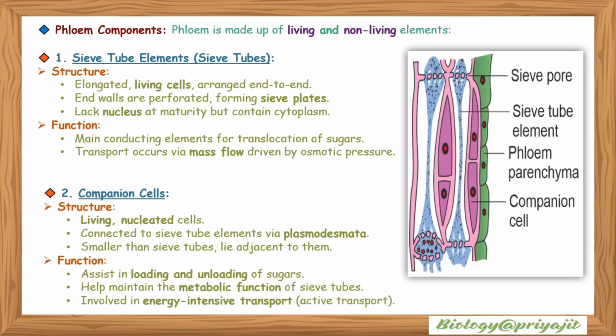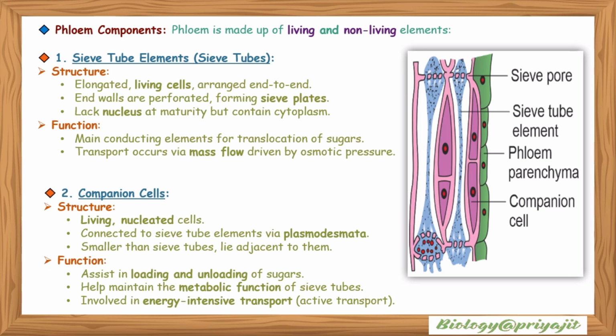Phloem components. Phloem is made up of living and non-living elements. Sieve tube elements, or sieve tubes, are elongated living cells arranged end to end, and the end walls are perforated, forming sieve plates. They lack a nucleus at maturity but contain cytoplasm. Their function is as the main conducting elements for translocation of sugars. The transport occurs via mass flow driven by osmotic pressure.